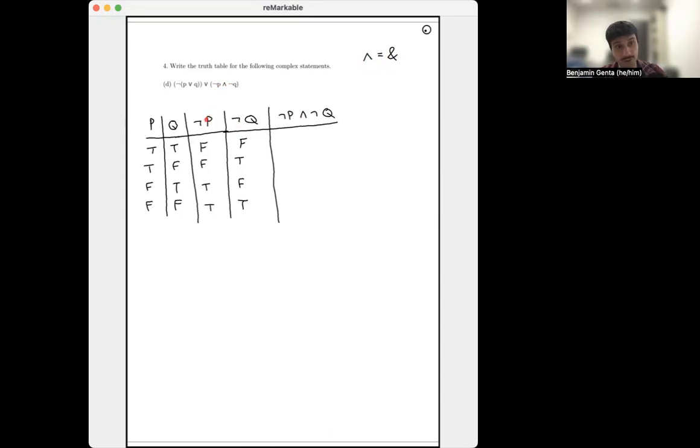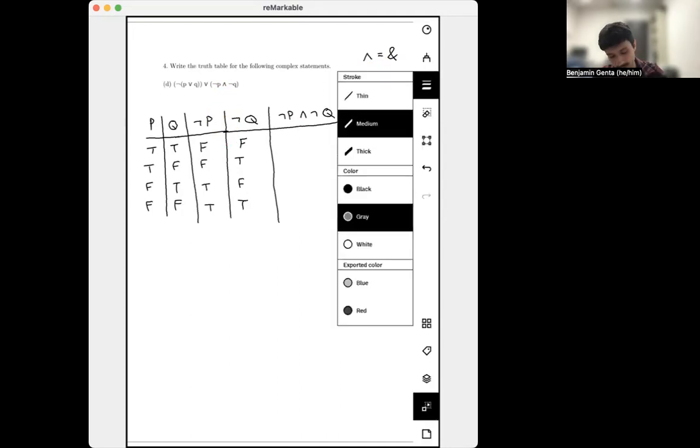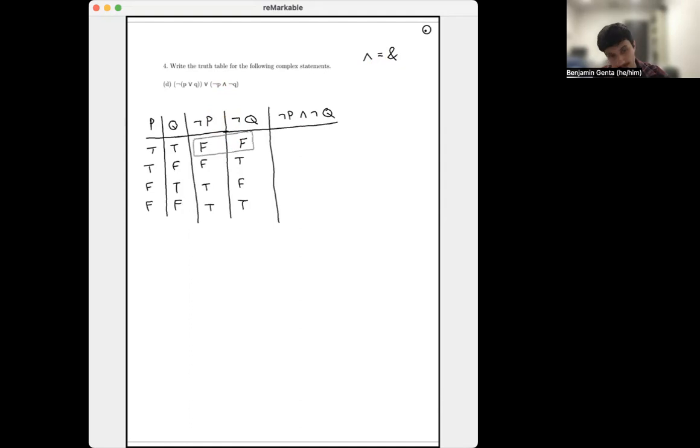Okay, so for this, we just look at the truth value of these two. So we just need to look and say, okay, false and false, false and true, true and false, and true and true. So we only look at these tables to determine the truth value of not P and not Q. So here we have false, right? False and true is false. True and false is similarly false. And true and true is true. Okay, so right now we've established the truth value of this whole thing.